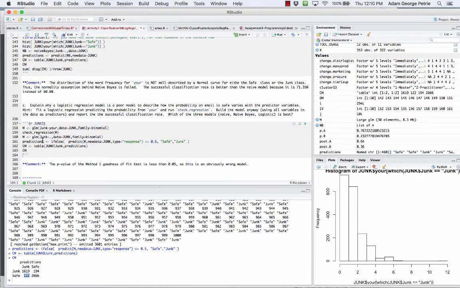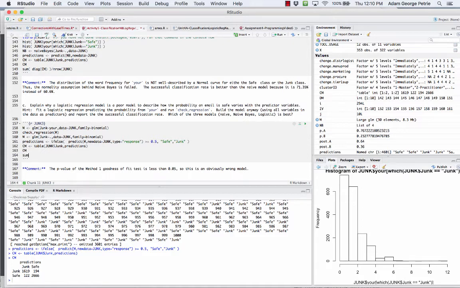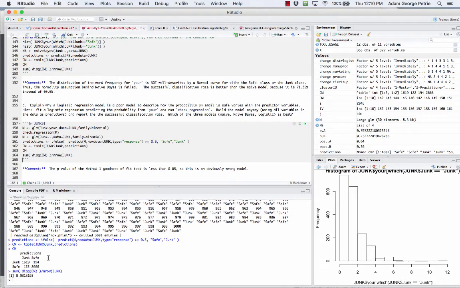This was a much bigger number with naive Bayes. Let's get the successful classification rate by taking the sum of the diagonal elements of the confusion matrix, dividing by the number of predictions that we made. And we find that, wow, this is actually really quite effective. Obviously a wrong model. The probability has a much richer variation with these predictor variables than what the logistic regression model actually can handle, but it's still really quite useful here.